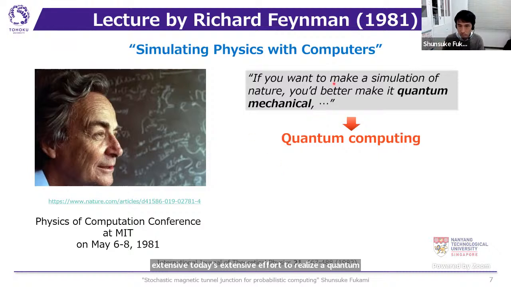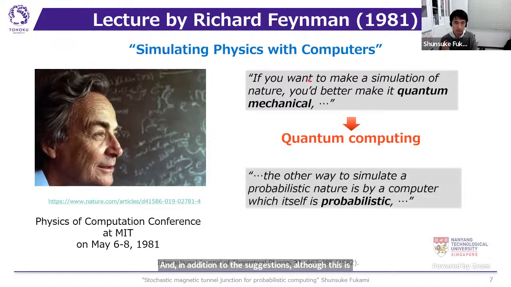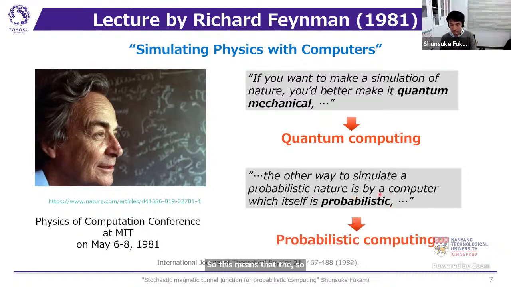In addition to these suggestions, although this is not recognized well, he also gave another suggestion. He mentions that the other way to simulate a probabilistic nature is by a computer which itself is probabilistic. This suggests another computing paradigm, so-called probabilistic computing, which is similar to but different from quantum computing. So next, let me describe what probabilistic computing is.